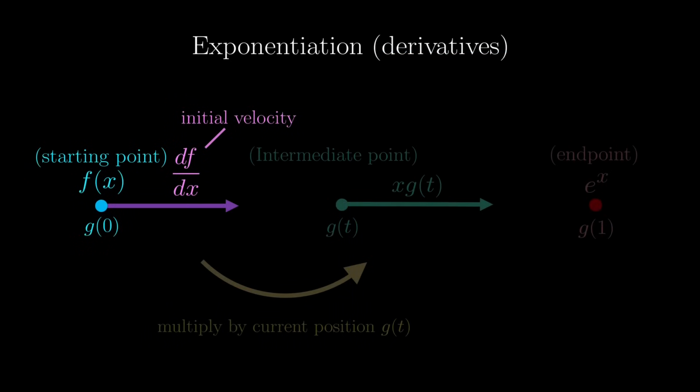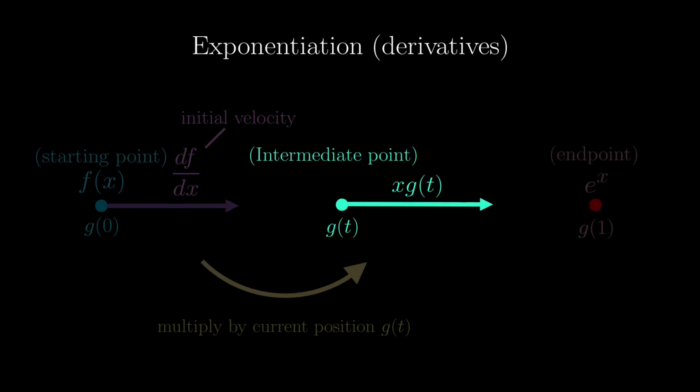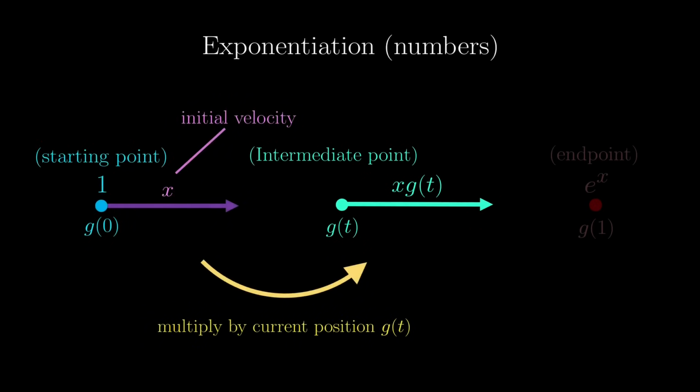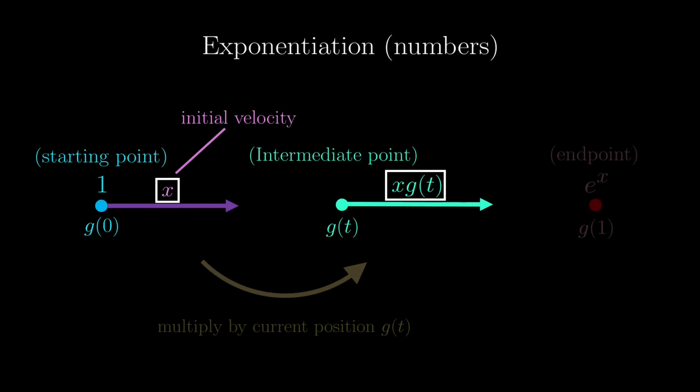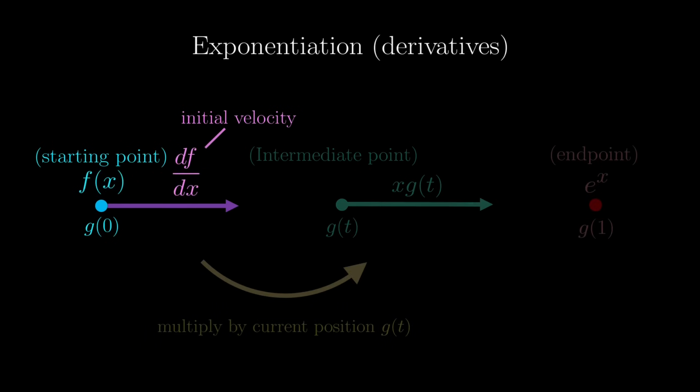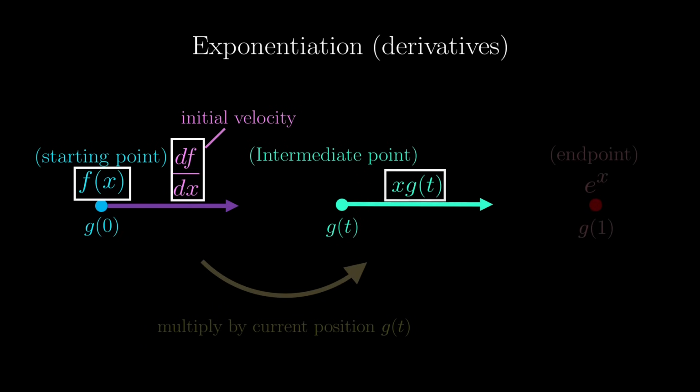But what should the intermediate setup be? If we go back to the exponentiation of numbers, rather than thinking of multiplying the whole initial setup by some number, alternatively, we can think that the velocities are actually x times the current position. So in the case of exponentiating derivatives, the initial velocity is the derivative of the input function. It would be natural to take the intermediate velocity to also be the derivative of the current function. This is the spirit, but we need to be careful with our notations.